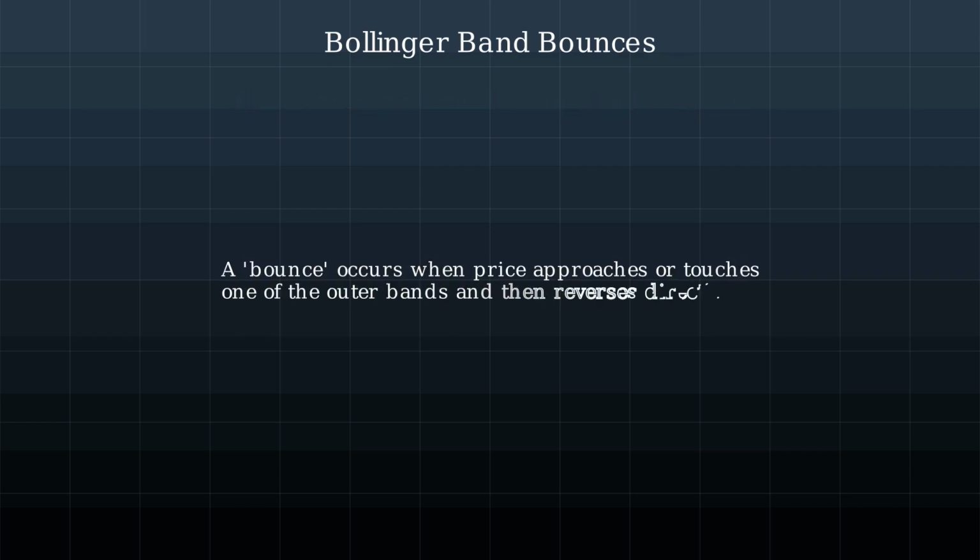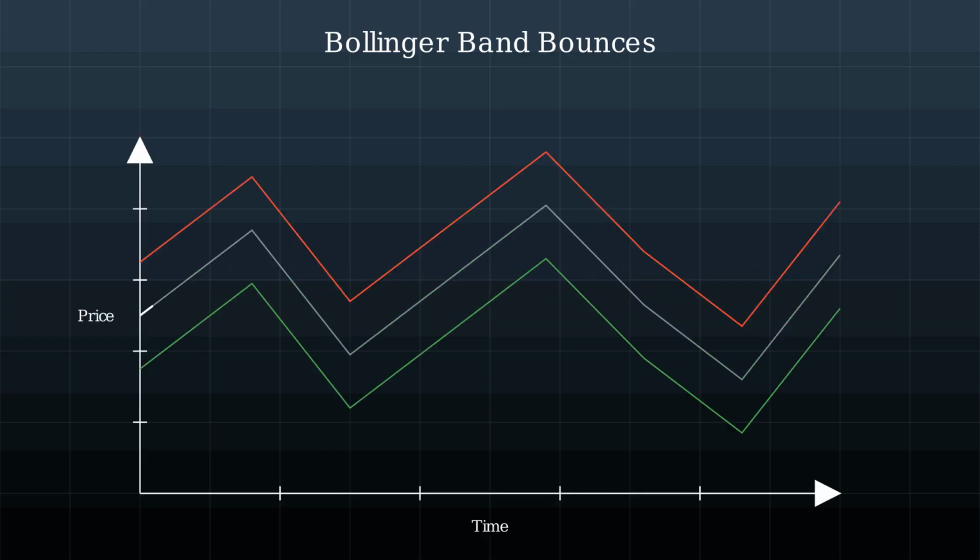Bollinger Band bounces are one of the most common strategies traders use with this indicator. A bounce occurs when price approaches or touches one of the outer bands and then reverses direction. Let's look at how these bounces appear on a price chart with Bollinger Bands.